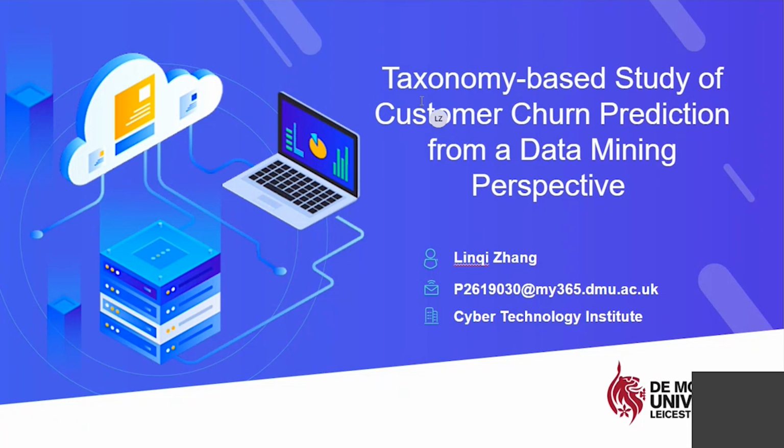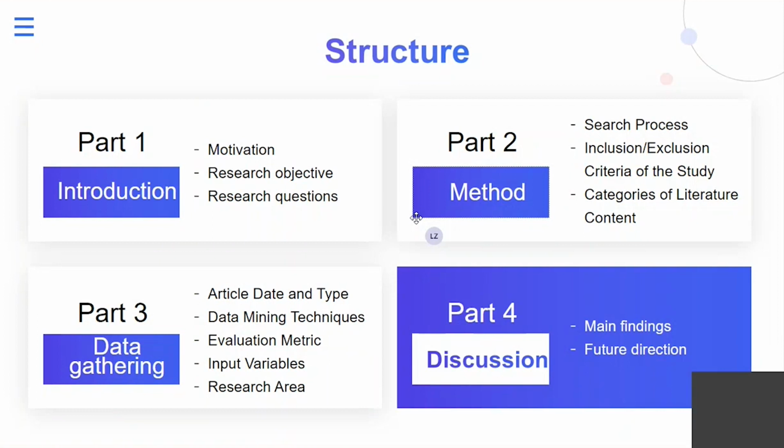Today I'm going to share part of my article I submitted to the Expert Systems with Applications journal some days ago, on the topic of a taxonomy-based study of customer churn prediction from a data mining perspective. It is interdisciplinary research and is divided into 4 parts: introduction, method, data gathering, and discussion.